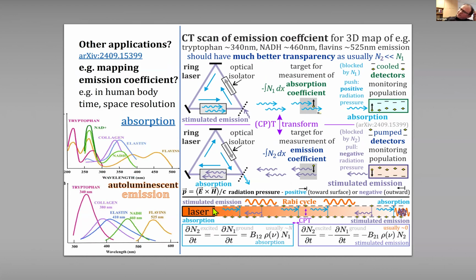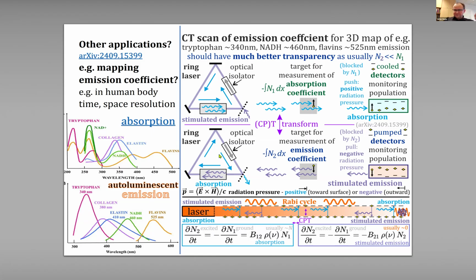And I have two more slides about some other applications of such a negative radiation pressure source. For example, we have these computer tomography scanners, which measure absorption coefficients of, let's say, a human body. So we have a source of photons, there is the human body, and there is the detector, which we cool, where we monitor the population. This absorption subtracts the number of ground state atoms on the go. So now we can see this integral of the ground state atoms on the go.